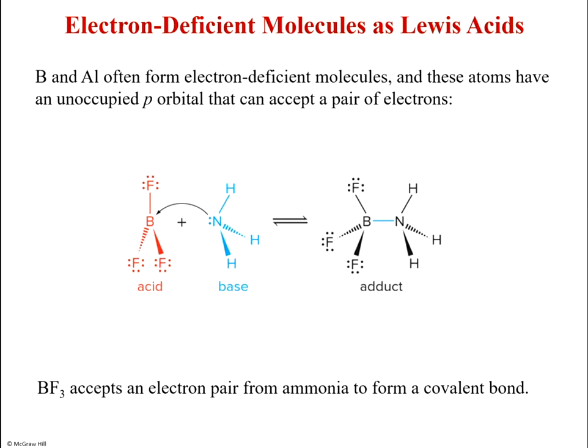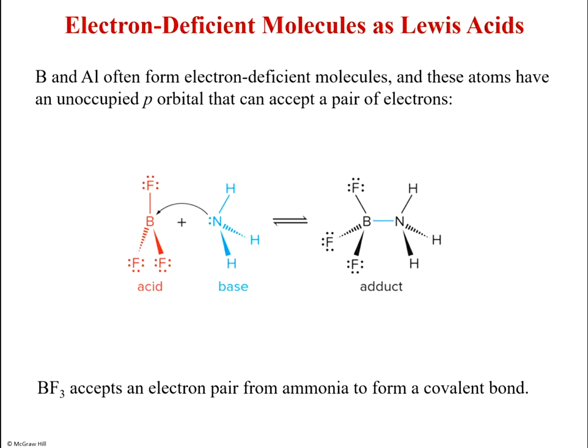Here's a simple and common but important example. Boron and aluminum often form electron-deficient molecules. You saw this back when we looked in Chapter 10 at Lewis dot structures. We found that there were certain compounds that sometimes did not fulfill the octet rule, groups and elements in period 2 and period 3, and that's boron and aluminum.